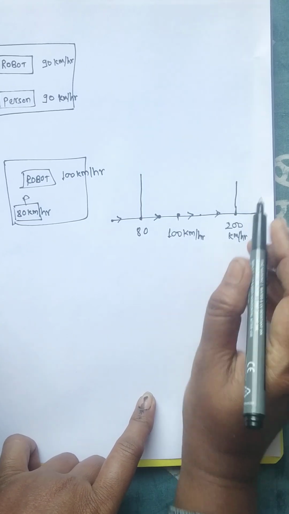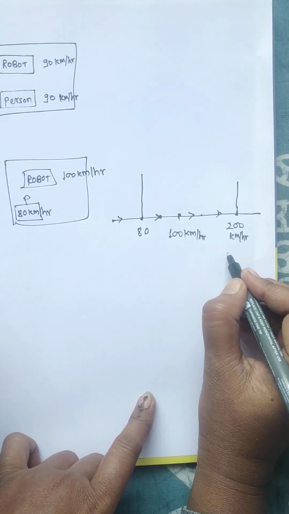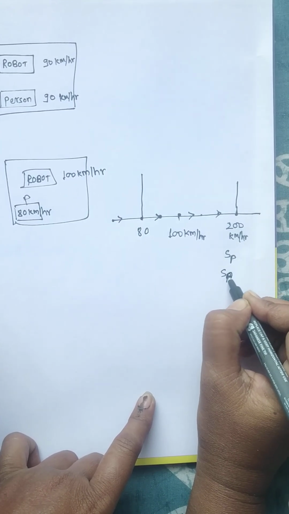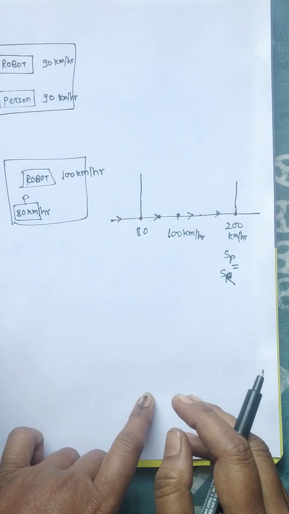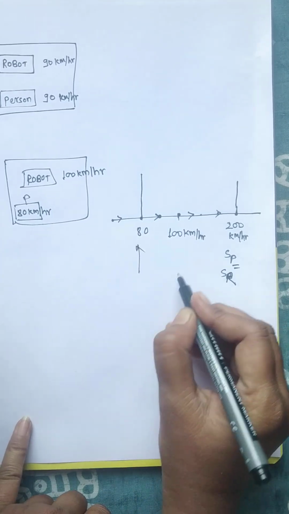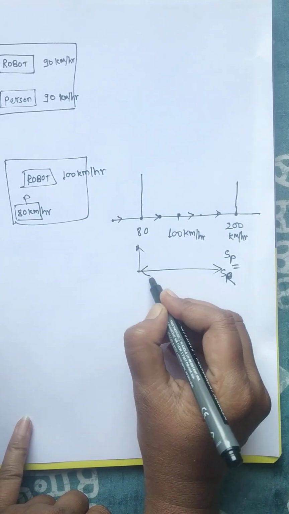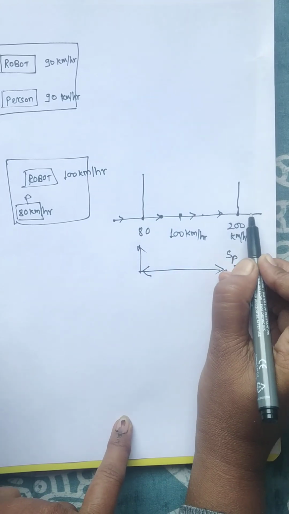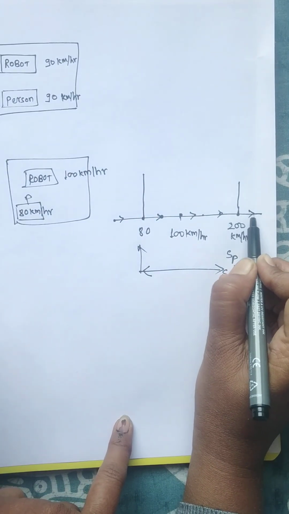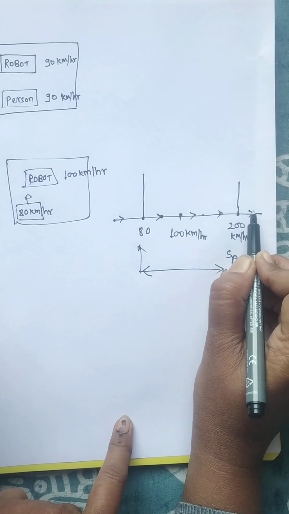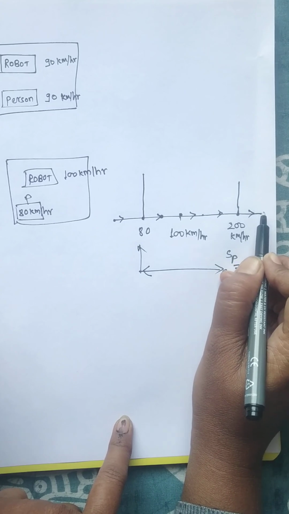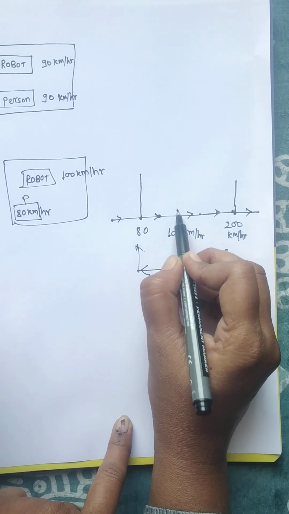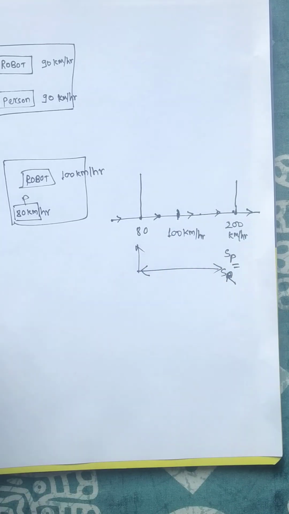Up to this point, the speed of the person and the speed of the robo are both the same, equal. From this point to this point, the speed of the person and the speed of the robot are the same. Now what will happen? The person is running at 210 km per hour, but the robo can't. So what will the robo do now? The robo will run at its own free running speed, that is 100 km per hour.